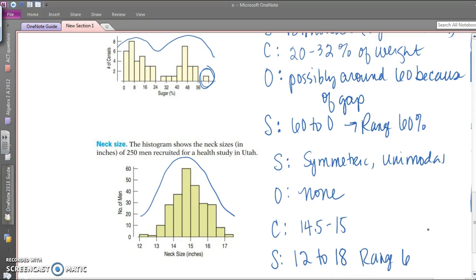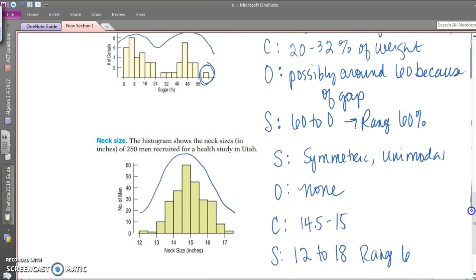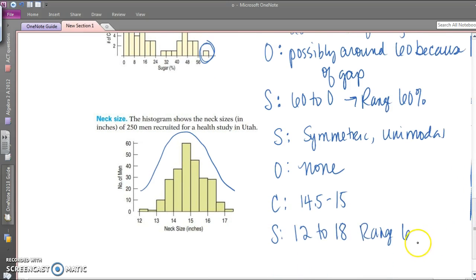Since we don't have the actual data, this is more of an estimate. That answer could be 17, just the way the bar works. Okay. So it would be 6 inches. And the center would be between 14.5 and 15 inches. So the range of men's neck sizes is about 6 inches. The center would be somewhere about 14.5 to 15. That's why they would have the most ties in that size. Nothing unusual, and it's fairly symmetric.